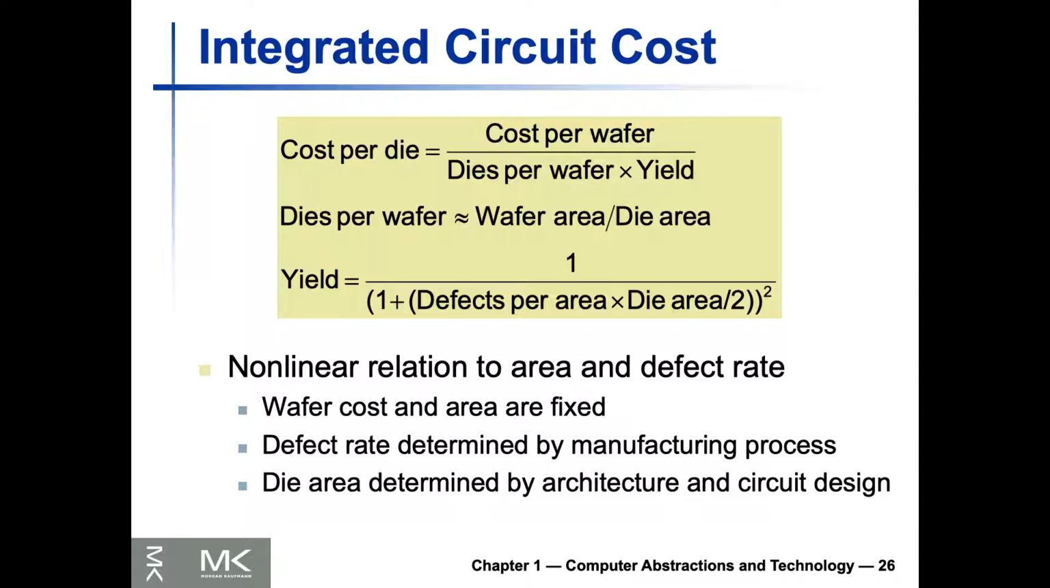All right, the first one is pretty straightforward. So the cost per die is your cost per wafer divided by dies per wafer and the yield, which is the proportion of dies inside that wafer that are actually functional, right?